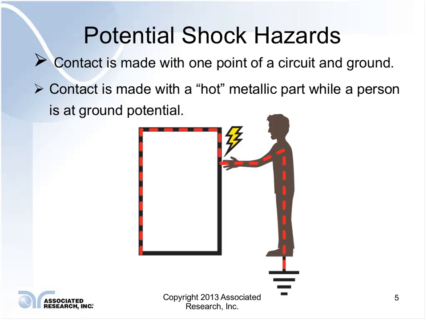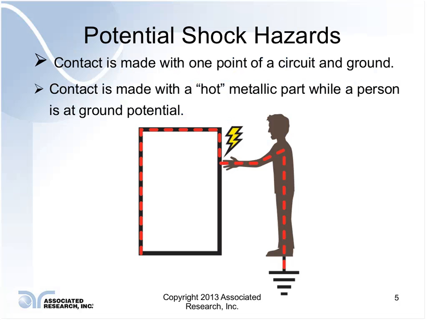So let's look at a couple potential shock hazards here. And this is some pretty basic electrical stuff. I'm sure a lot of you already know this, but I don't think it ever hurts to cover it. So here we're talking about contact made with one point of the circuit and then the user at a ground potential. And whenever you're grounded, remember, electricity always wants to escape to ground. You can think of ground as an infinite pool of electrons, so it's always trying to go back there.